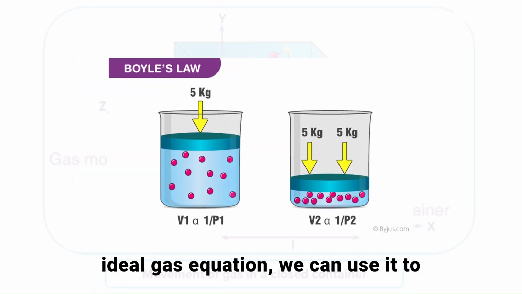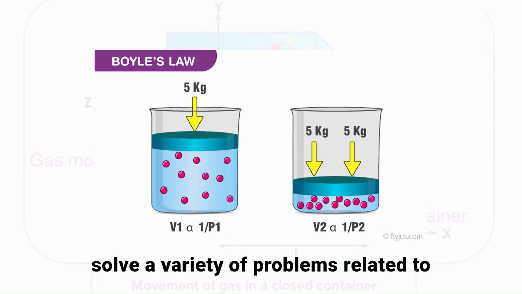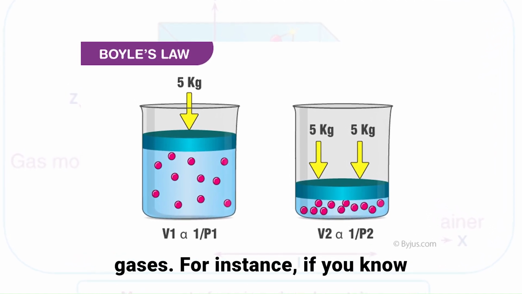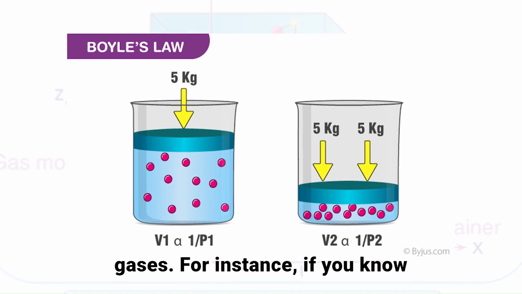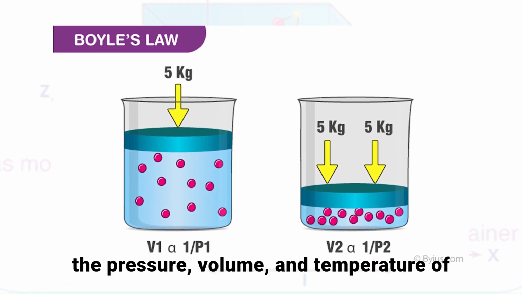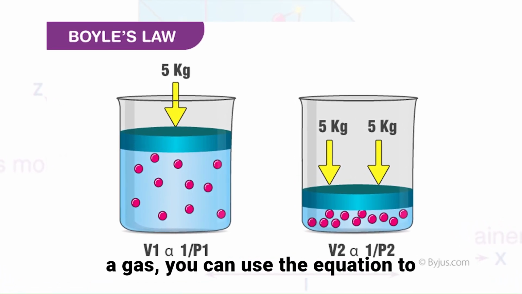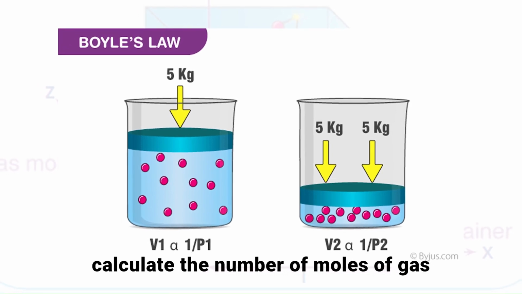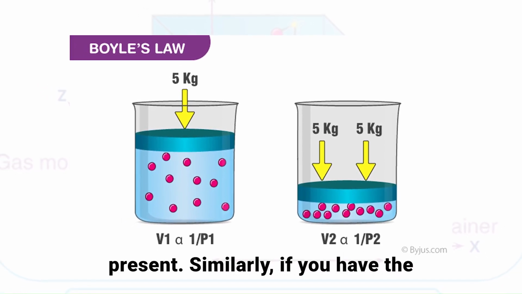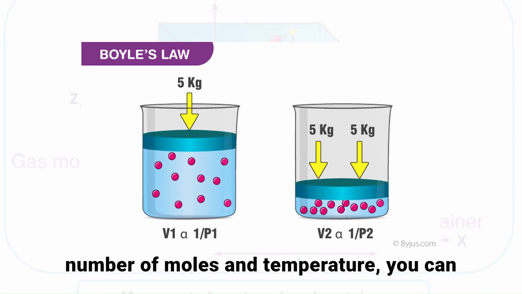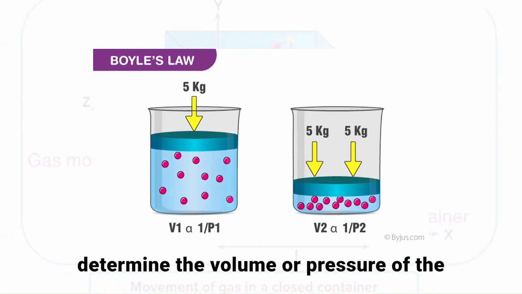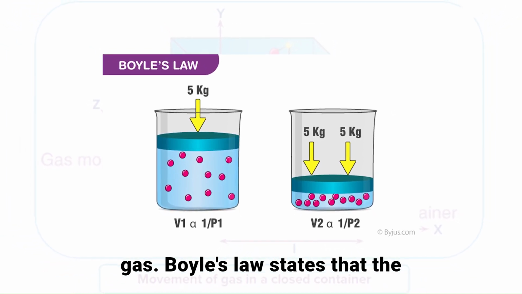Now that we know the ideal gas equation, we can use it to solve a variety of problems related to gases. For instance, if you know the pressure, volume, and temperature of a gas, you can use the equation to calculate the number of moles of gas present. Similarly, if you have the number of moles and temperature, you can determine the volume or pressure of the gas.